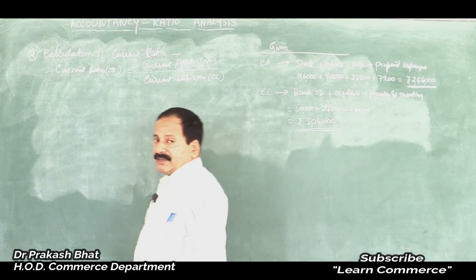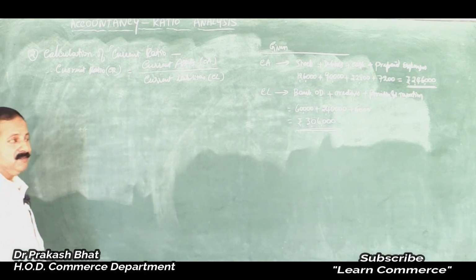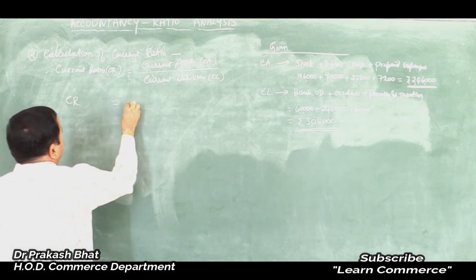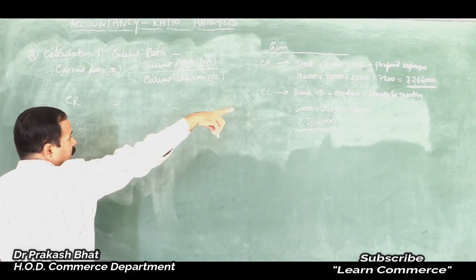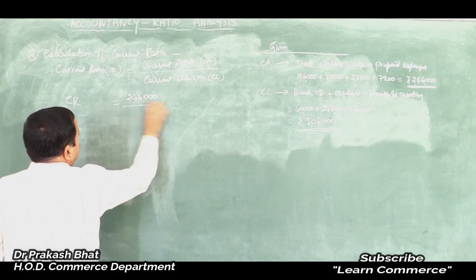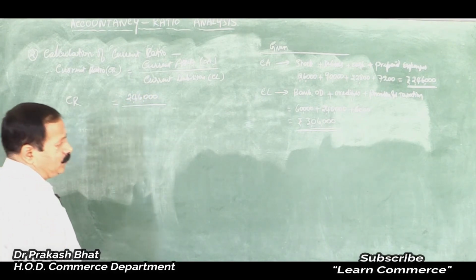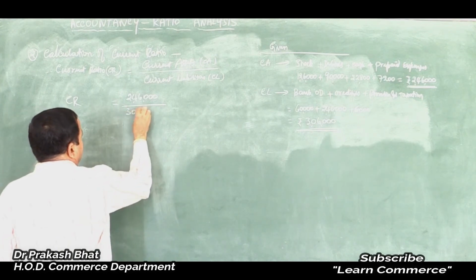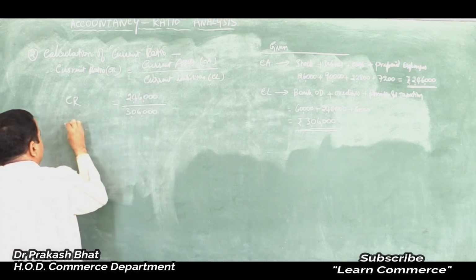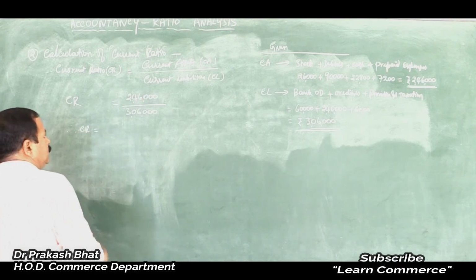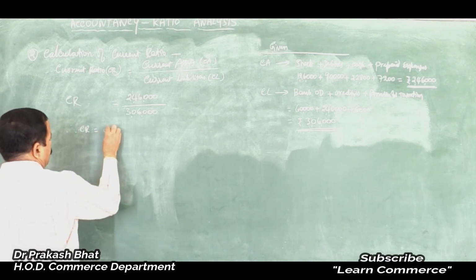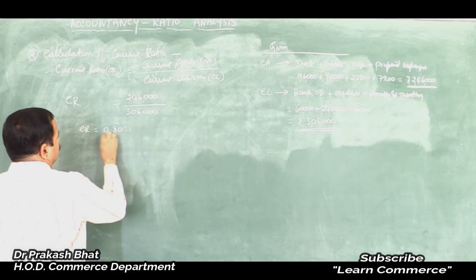Now you have masala ready with you, isn't it? Now simply cook it. CR is equal to current assets, we already calculated 2,46,000, am I correct? Write the figures. Then divided by CL, how much? 3,06,000, we have already calculated. Substitute the figures. Now calculate. Therefore CR is equal to 0.80 is to 1, am I correct?